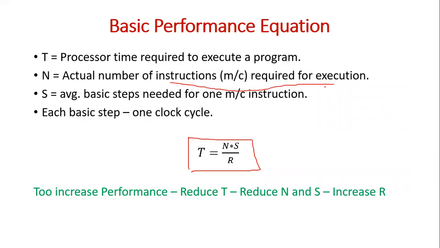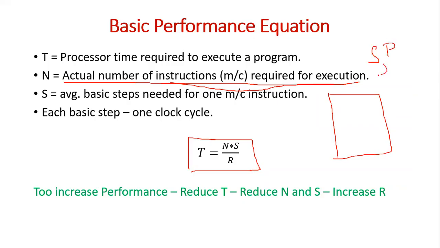Here there is a small catch. N is the actual number of machine instructions required to execute the program in the given run. It is not how many machine instructions are there; that is not the point. For example, assume there is one particular source program, say SP. The compiler converts it to a machine language program. Say there are 100 machine instructions out there.